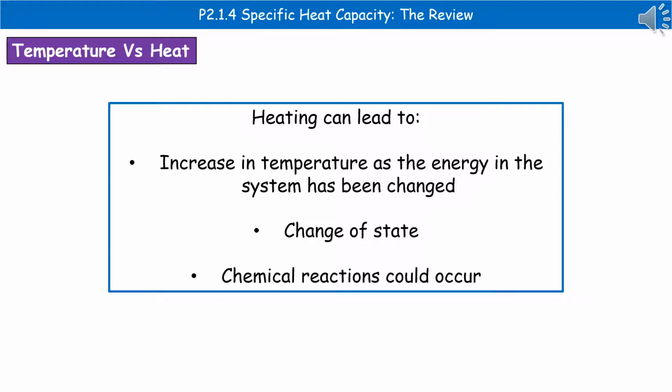So when we actually heat an object, then we can see three possible outcomes. Firstly, there's an increase in temperature as the energy stored in the system has been changed. Secondly, it could change in state, so solid to liquid, liquid to gas, etc. And thirdly, we could see a chemical reaction occurring. And you're going to learn more about why that happens in your chemistry course.